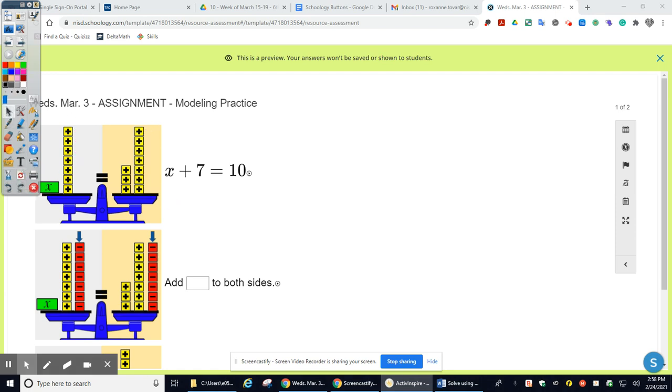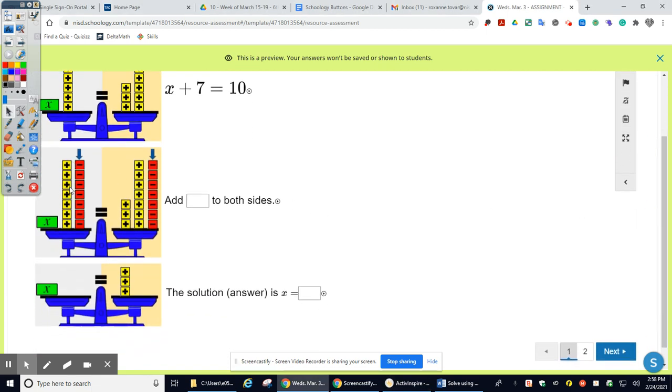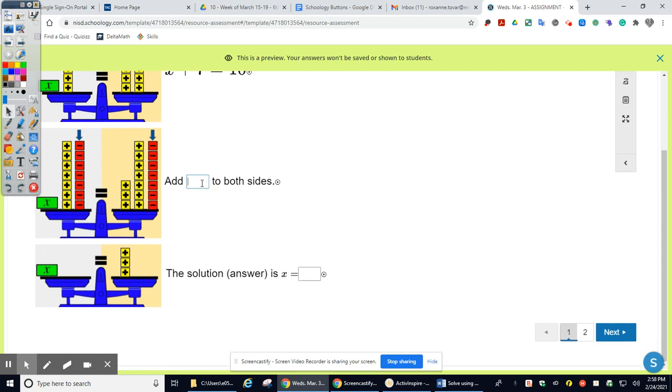We added 7 negatives to both sides in order to get rid of the 7 positives that are with x. So what did we do to both sides? We added -7, okay? And you can clearly see that here. We added 7 negatives. They were my pink little lines in the one before. Remember, a positive and a negative make 0 pairs. That means here, all of this right here makes 0 pairs, which means it's gone.